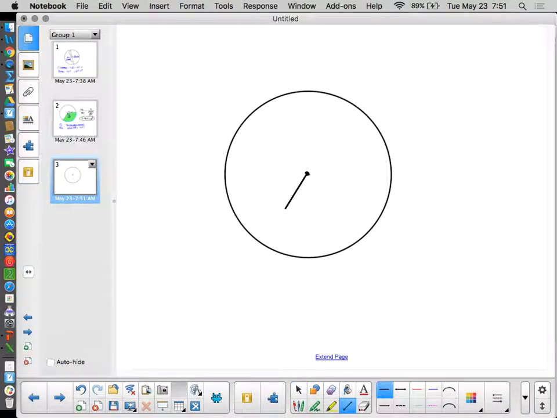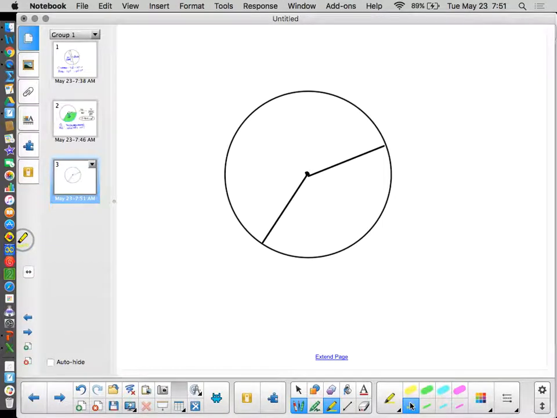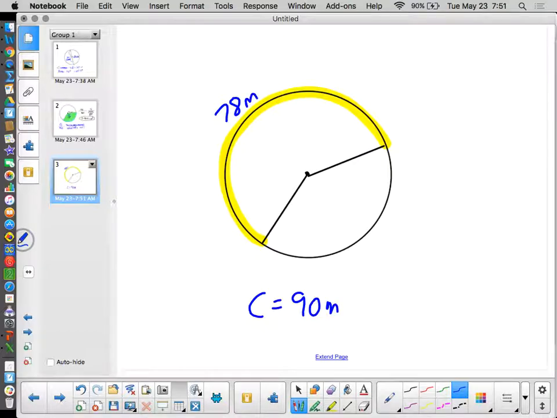Maybe we'll do, and I'm going to say I want this arc length, or I'll tell you this arc length is 78. Sure, why not? And I'm going to tell you the circumference of the circle is 90. And we'll say the units is meters. Okay? What's the angle? You don't know. That's the unknown.